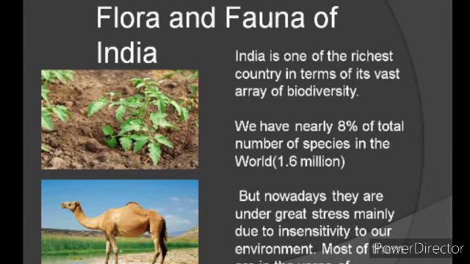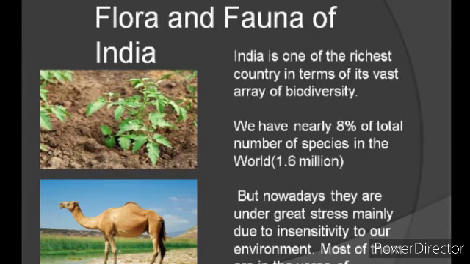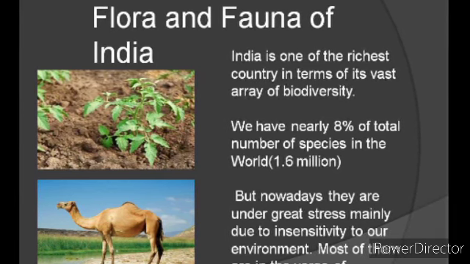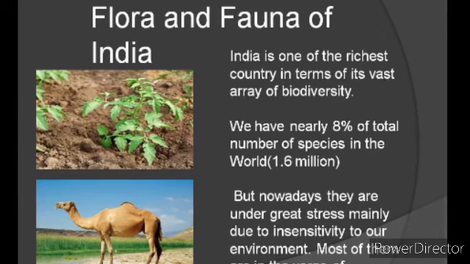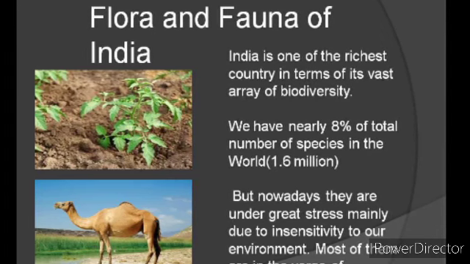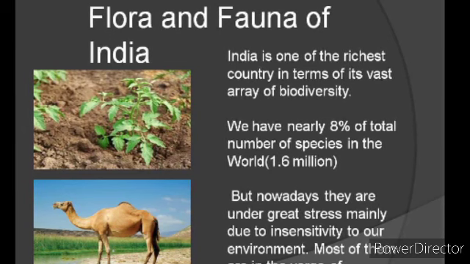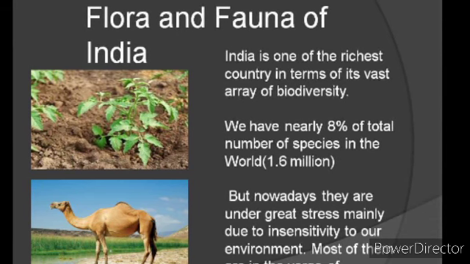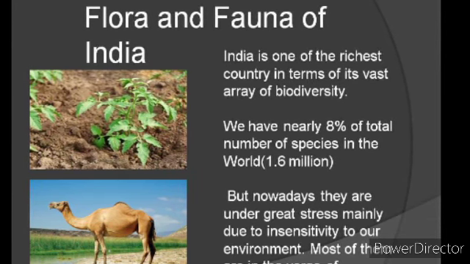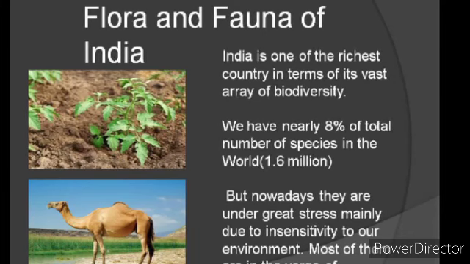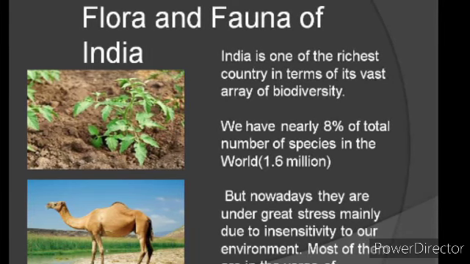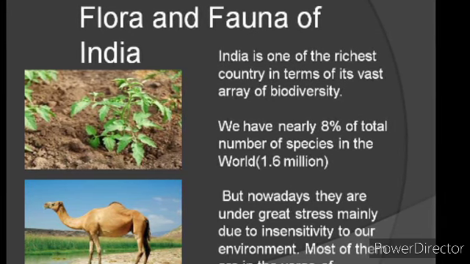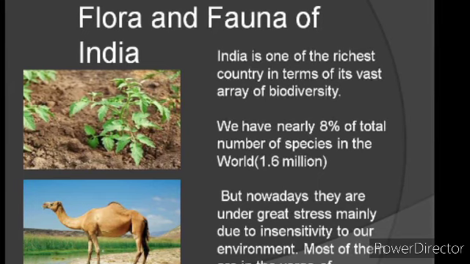India is one of the richest countries in terms of its vast array of biodiversity. We have nearly 8% of the total number of species in the world, that is 1.6 million. But nowadays they are under great stress, mainly due to the insensitivity to our environment. So most of them are on the verge of extinction. Some estimates suggest that at least 10% of India's recorded wild flora and 20% of its mammals are on the threatened list. Many of these would now be categorized as critical.